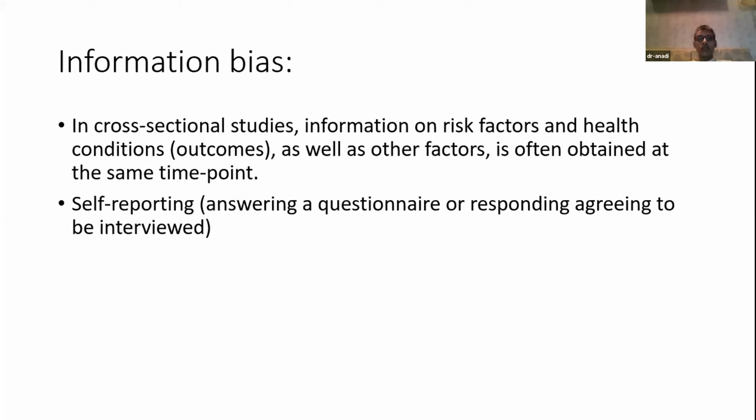Next one is information bias. In cross-sectional studies, information on risk factors and health conditions, that is outcomes as well as other factors, is often obtained at the same time point. Self-reporting, answering a questionnaire, or agreeing to an interview sometimes happens. Sometimes we give the patient a yes or no question, and the patient will always say yes.